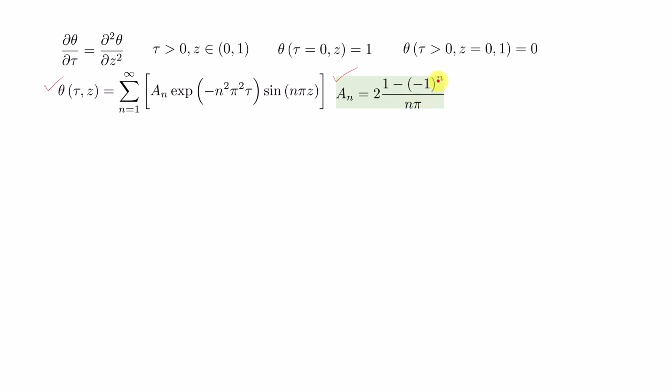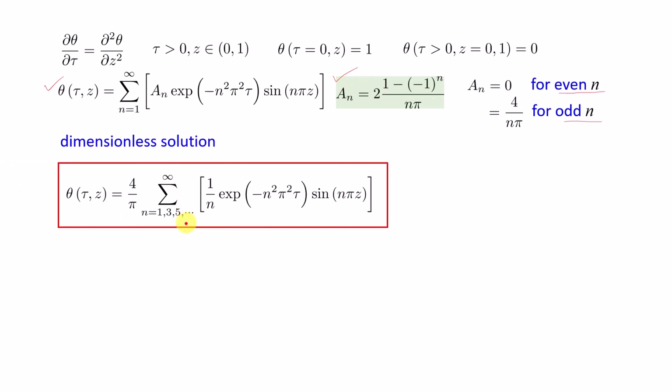What happens for n equals 2? Minus 1 to the power 2 becomes 1, 1 minus 1, 0. Which tells us that a_n will be 0 if n is even, but a_n will be non-zero, 4 by n pi, when n is odd. So even in this series, we can actually cut out some of the terms. We don't have to take all. We can take only odd n's in this series, and that gives us the solution of the diffusion equation.